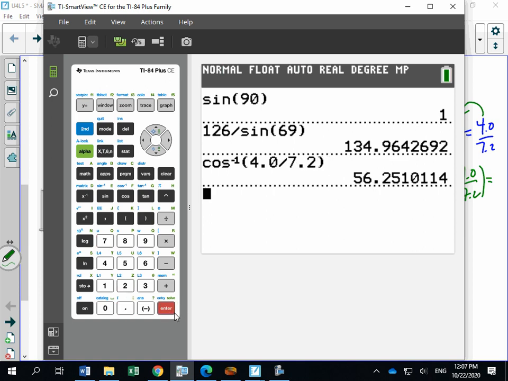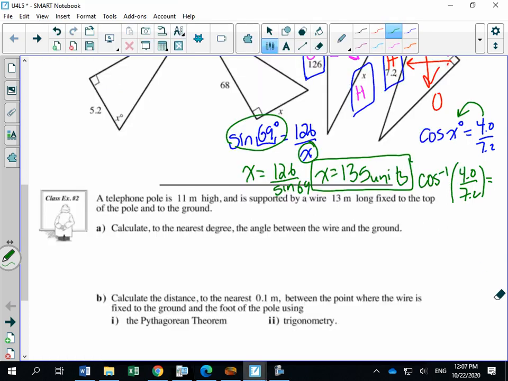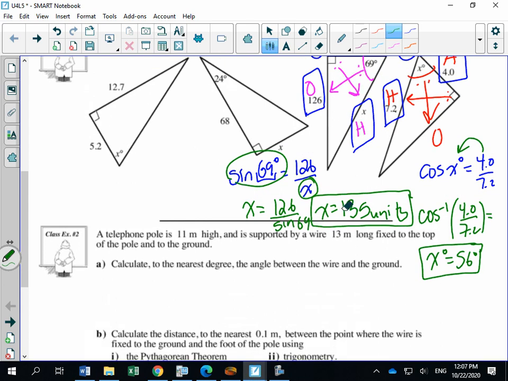And that gives us, to the nearest degree, 56 degrees. So angle X is equal to 56 degrees. What I find, just to give you a heads up, is I find students don't lose any marks for this. You guys are really procedural with writing this.